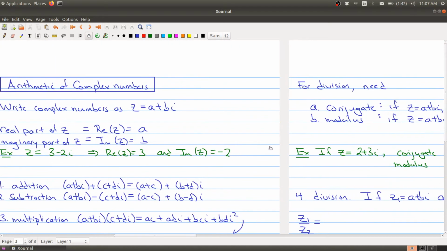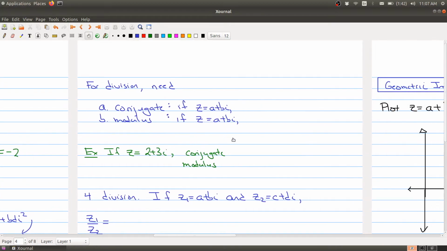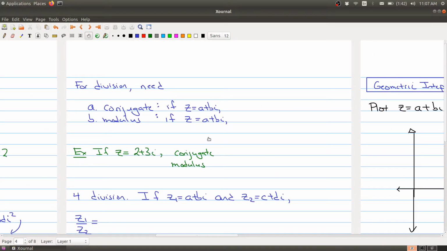Now division is a little bit more complicated, and we just introduce some more terminology in order to do division. For division we need two operations, and both of these operations will show up in the rest of this course. So we have the notion of a conjugate. The conjugate of a complex number is just the number, we write Z bar to denote the conjugate, and it's the number that you get by just changing the sign of the number in front of the imaginary number. So what was a plus bi becomes a minus bi.